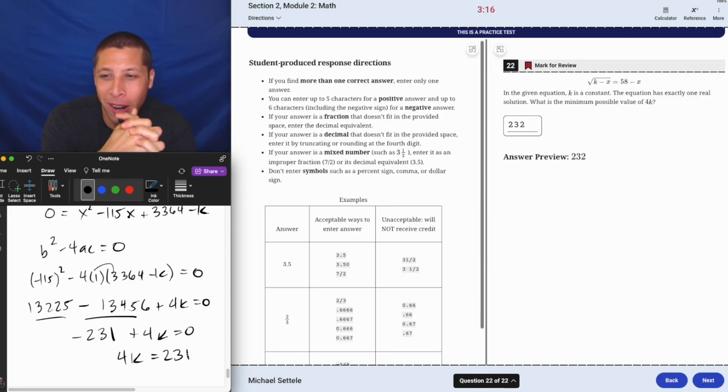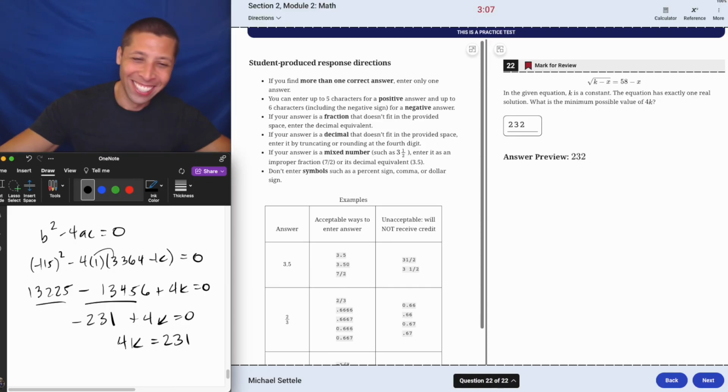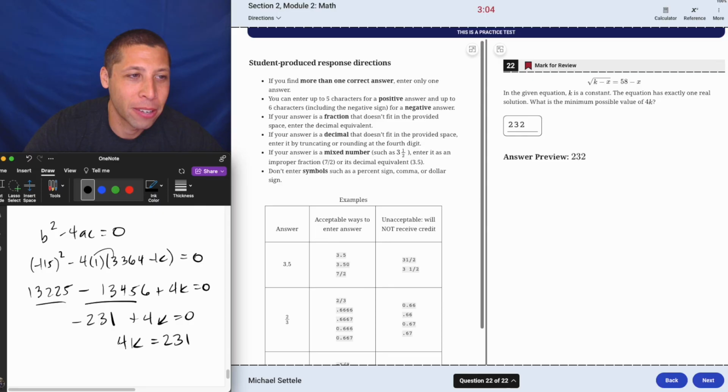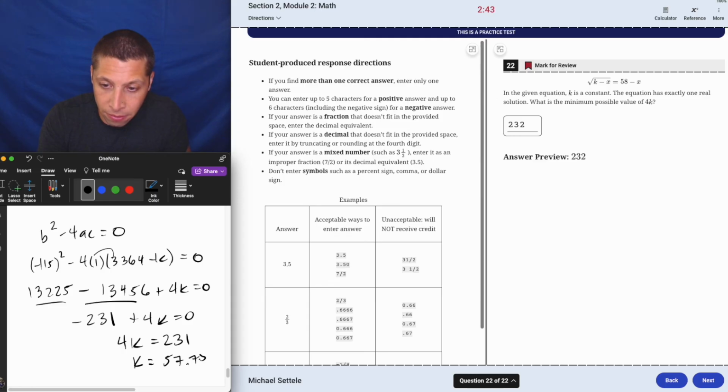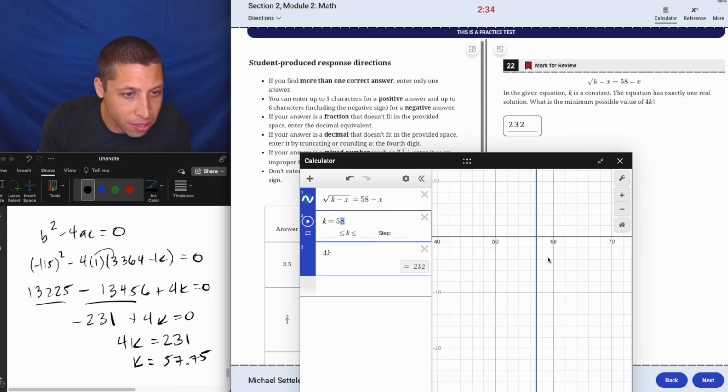Why? Did I do something wrong here? Right? 231. Uh-oh. Okay. What is the minimum possible value of 4k? Okay, I know how to solve this, right? Let's check Desmos again. If 4k is 231, then k would be whatever 231 divided by 4 is. So 231 divided by 4 would be 57.75. So go back to Desmos, and the slider doesn't let me do it, but maybe if I zoom in, are there two solutions here?